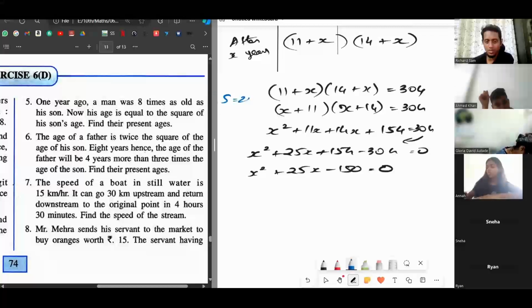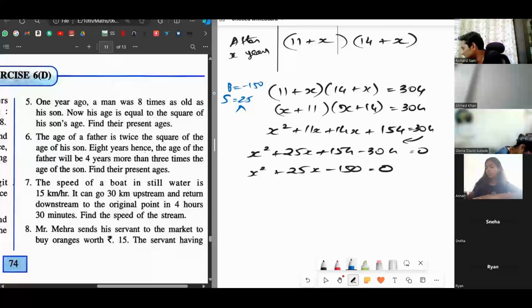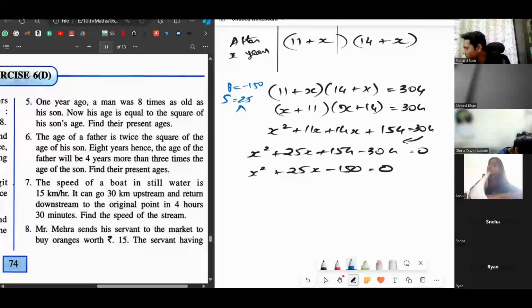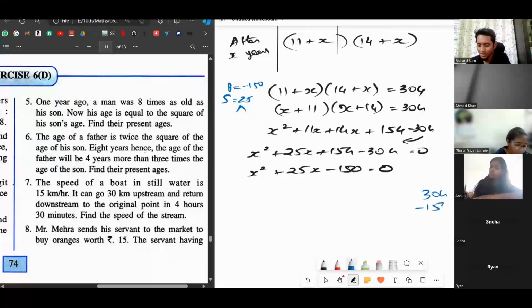Okay, so sum is 25, product is minus 150. I got 250. 304 minus 154. You have to put 304 on top, 154 down, and subtract it. Then how? 304 minus 154. 4 minus 4 is 0. 30 minus 15 is 15. It's coming to 150. Okay.